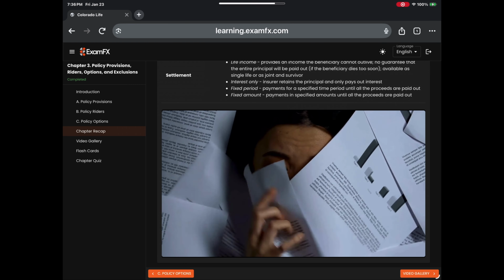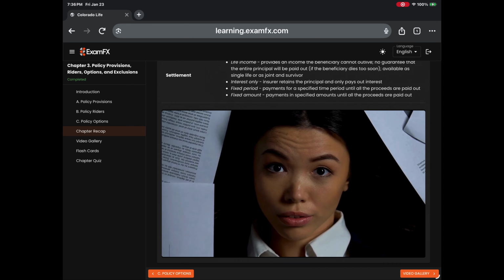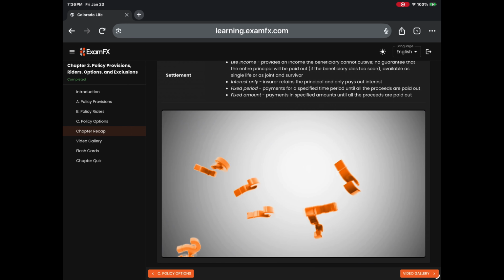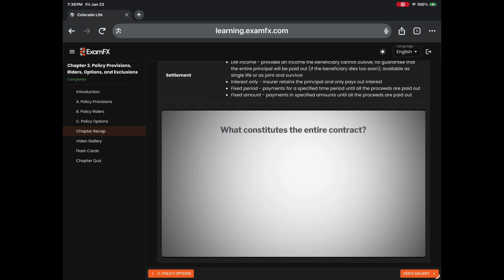This chapter covered a lot of information. I bet your understanding of life insurance is becoming more and more clear. How about a pop quiz? What constitutes the entire contract? The insurance policy with a copy of the application and any riders and amendments.